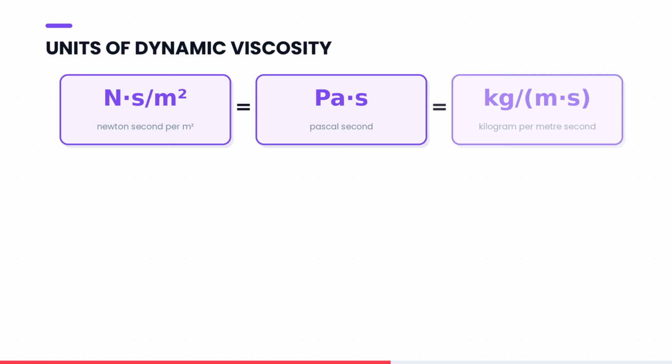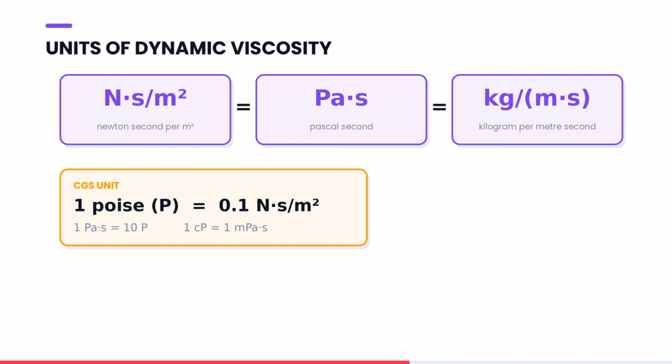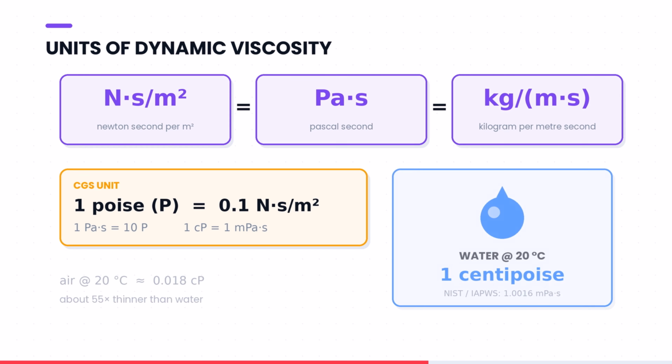Its units are Newton seconds per square meter, the same as Pascal seconds, or kilograms per meter second. In the CGS system, the unit is the poise. 1 poise equals 0.1 Newton seconds per square meter. Water at 20 degrees Celsius is 1 centipoise. That is the reference every viscometer is calibrated against.